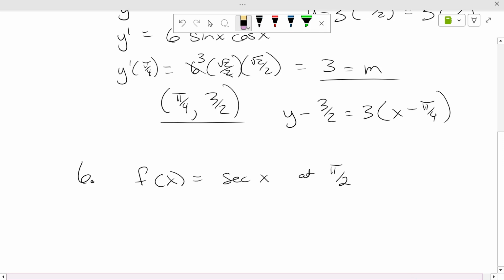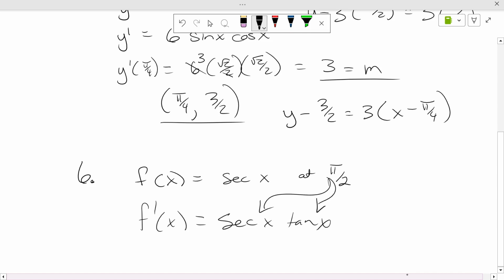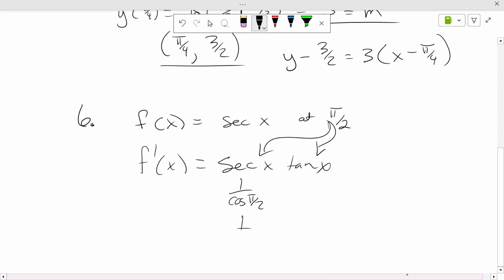So f of x would be the secant of x. What is its first derivative? What is the first derivative of a secant? I think it's secant tangent, isn't it? So that's on that memorization sheet, right? So secant is secant tangent. And so if we put a pi over 2 in here, the secant at pi over 2 is 1 over the cosine of pi over 2, which is 1 over 0. So this would be undefined, which is choice D, which was why the answer is D.